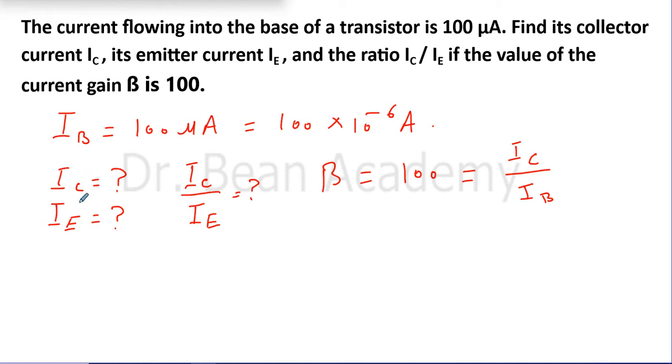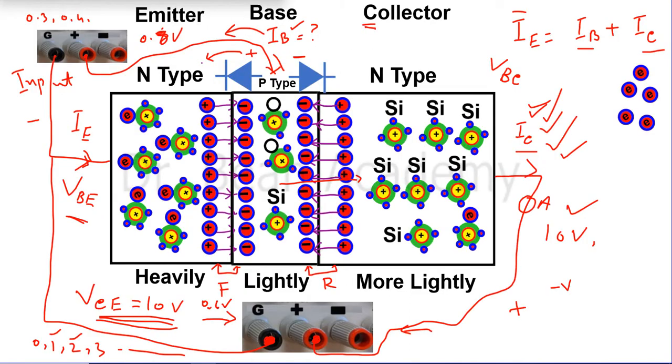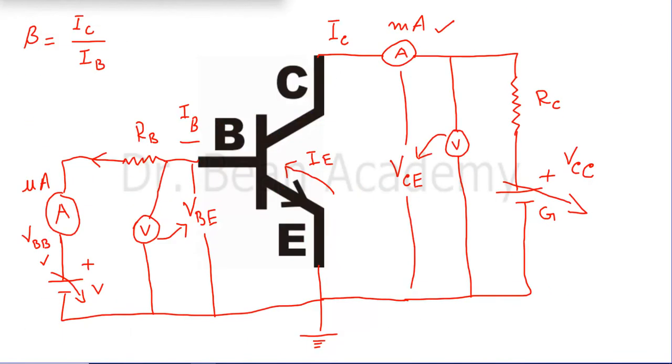Okay, so we need to find this, and then we also need to find collector current divided by emitter current. Of course we can do this once we find the IC and IE. And do you know what this ratio is? This ratio is actually the alpha ratio.